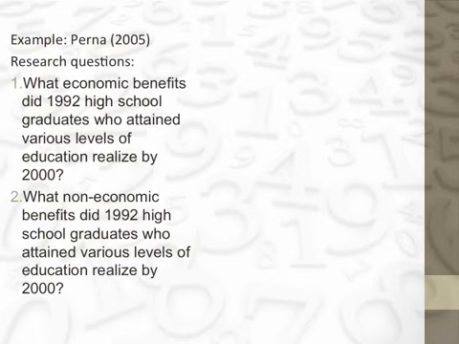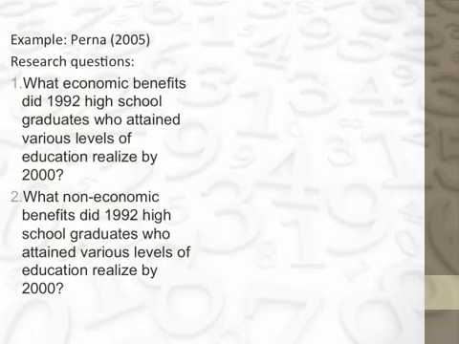But what Perna was interested in studying was two questions right here. First of all, what economic benefits did 1992 high school graduates who attained various levels of education realize by 2000, and what non-economic benefits did they realize by 2000? What's important to point out is that her population of interest is all high school graduates in 1992. Is she going to be able to collect data about all of them? No, there's no way she's going to be able to do that.